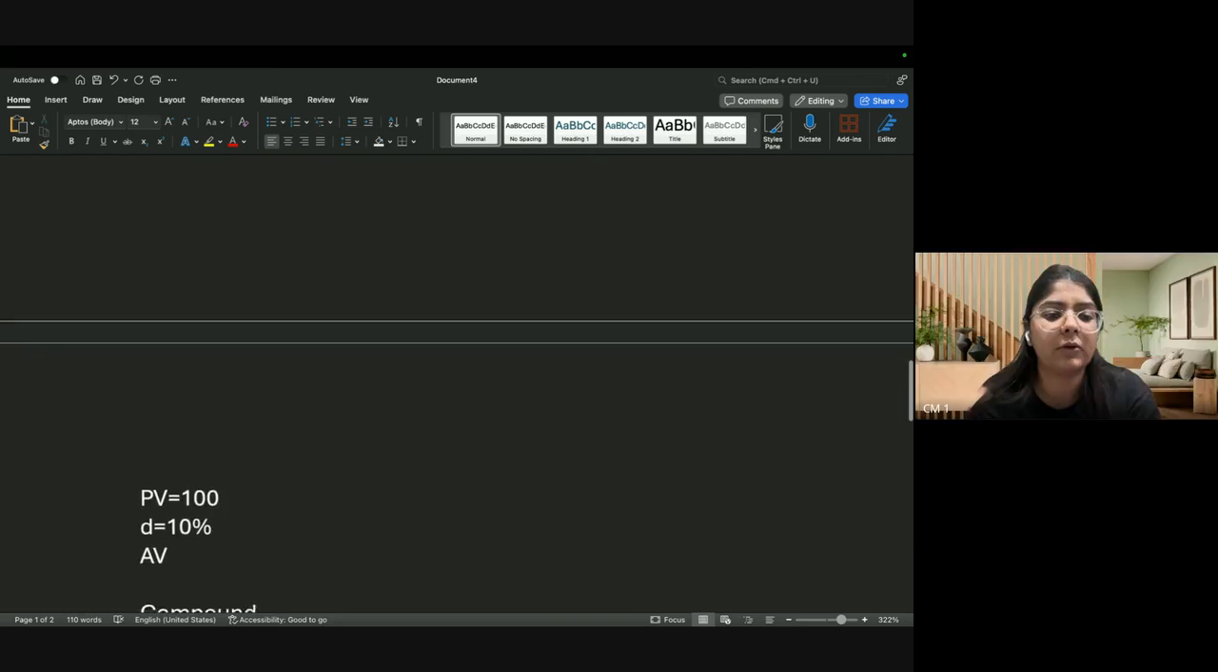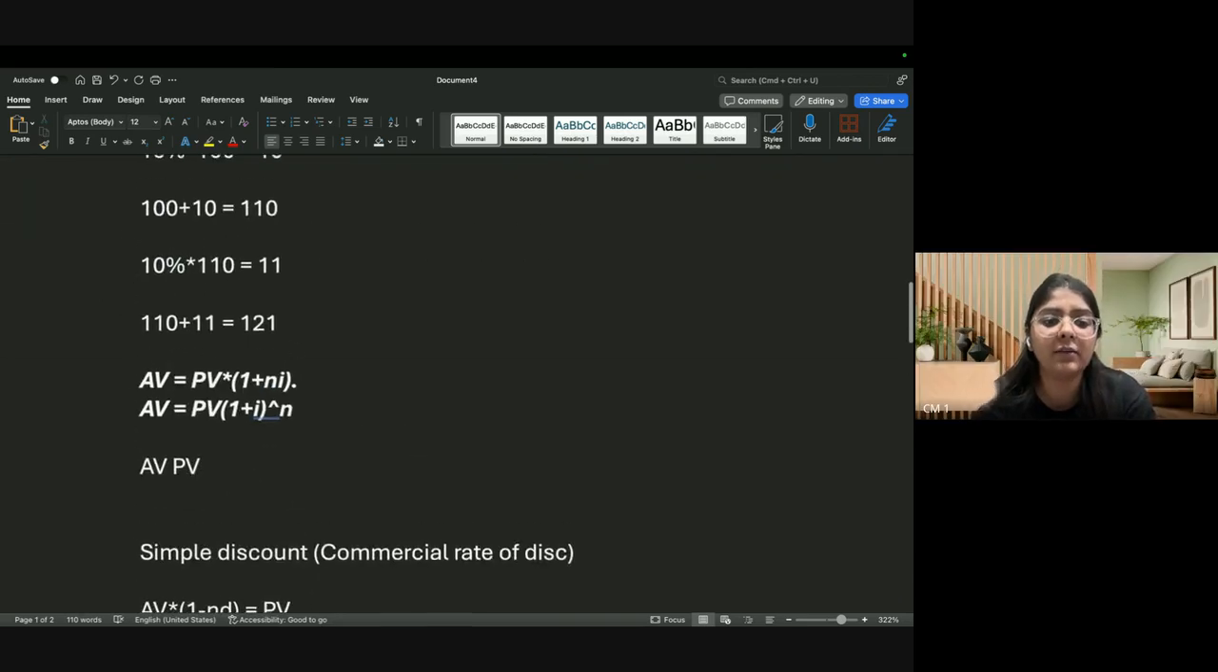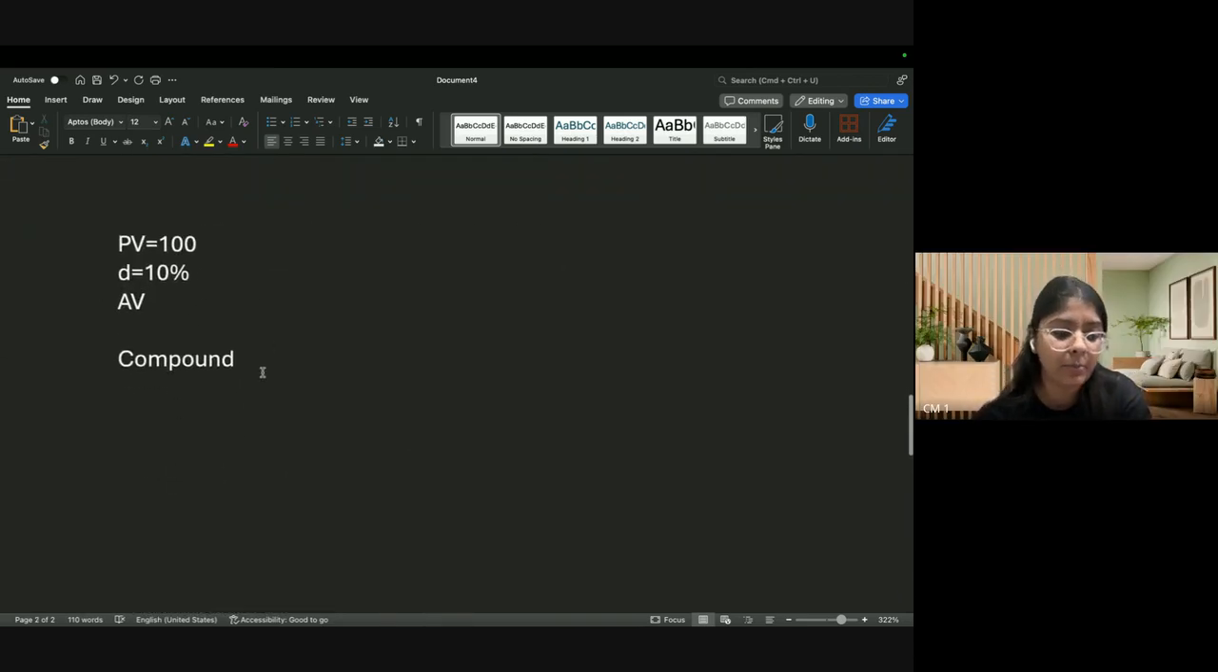Okay. So now we have done simple discount. Coming to the compound discount. This can also be known as, yes, another name for compound discount.